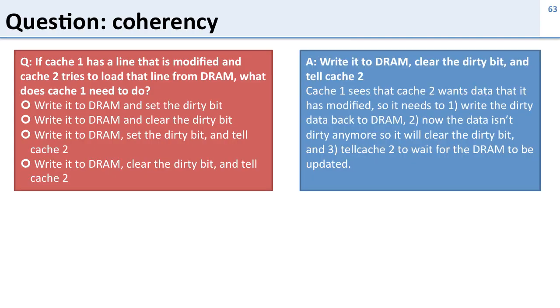So in this case, cache 1 needs to write the line to DRAM, clear its own dirty bit, and tell cache 2. So cache 1 sees that cache 2 wants the data it's modified, needs to make sure that it puts the data into DRAM and tells cache 2 that it can get the data from DRAM, and it also needs to clear its dirty bit, because once it's put the data back into DRAM, that data is no longer dirty.